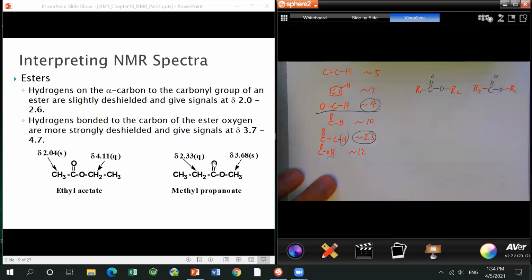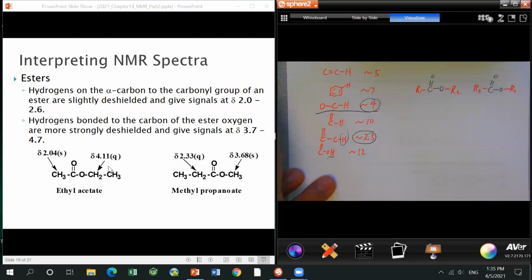Here's one example: ethyl acetate and methyl propionate. Both are isomers of each other. There's one ethyl group and one methyl group. In ethyl acetate, the methyl group is attached to the carbonyl and the ethyl group is attached to the oxygen. In methyl propionate, the ethyl group is attached to the carbonyl and the methyl is bound to the oxygen.